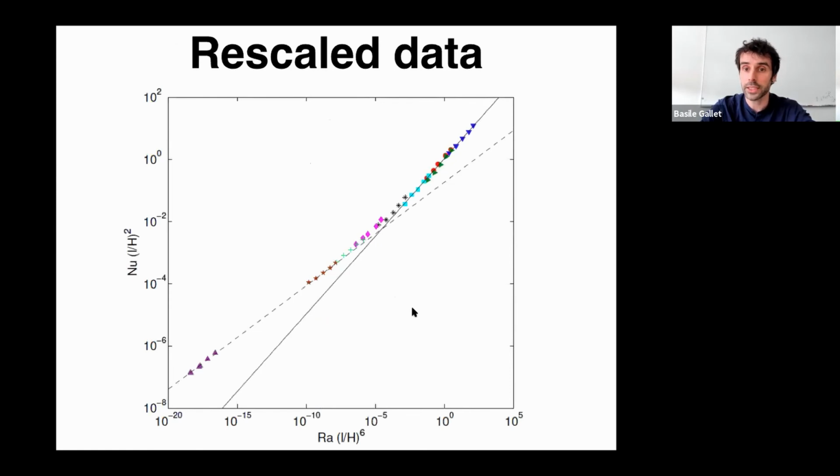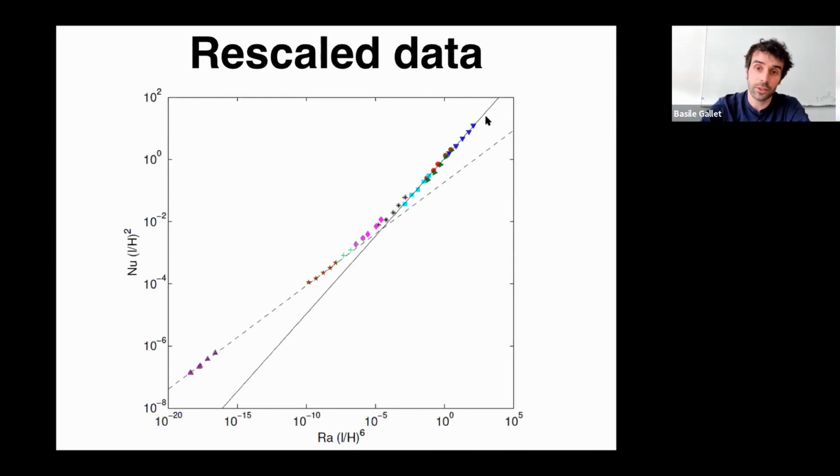Okay, and here's what you get. You can see this is all the data points with the different values of L over H that I've shown you before. And you can see that with this reduced Nusselt number as a function of the reduced Rayleigh number, all the data points collapse into a single master curve. So this is good news. It's an indication that indeed we've captured the right parameters for the problem. We have the right reduced parameters, so we have the right physics to describe the system.